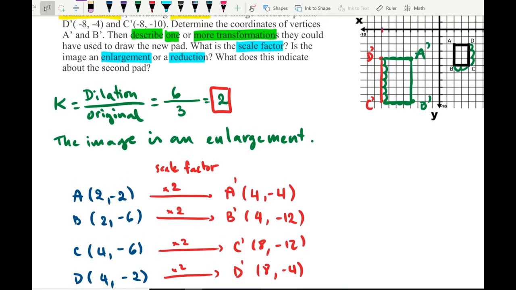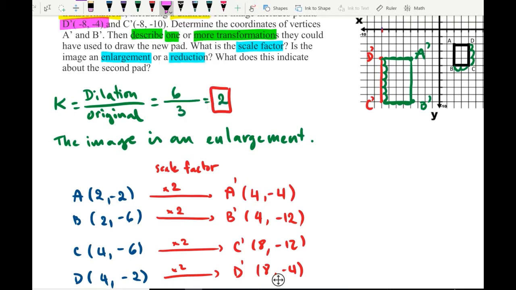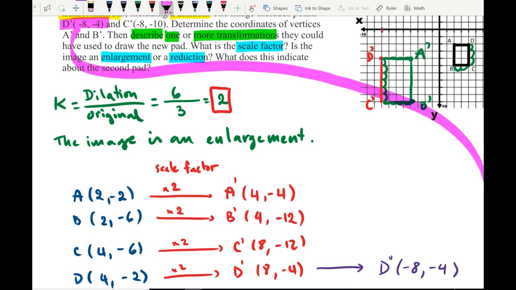Look at the given point for D prime. D prime is (-8, -4), and we have (8, -4). I will call mine D double prime, to make sure that we don't get confused with the first one. This one is given, and also C prime, I will call C double prime, is (-8, -10).